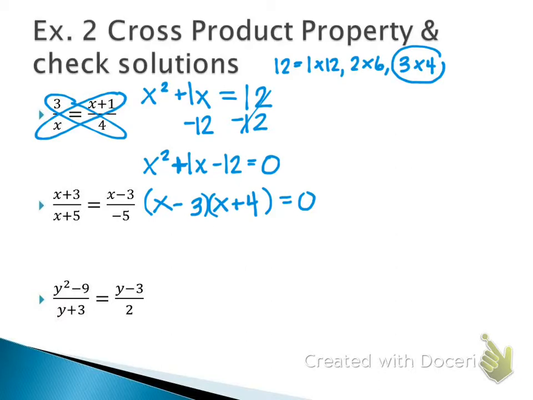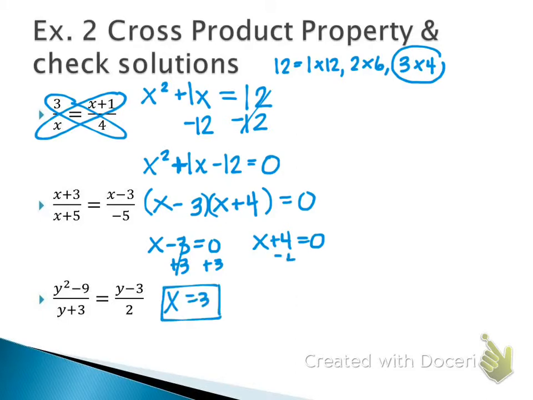Now I can just solve these like we did on our test. So I'm going to break it into 2 problems. X minus 3 equals 0 and x plus 4 equals 0. So I add 3 to both sides and I get x equals 3. I subtract 4 from each side and I get x equals negative 4. These are my final answers here, okay?